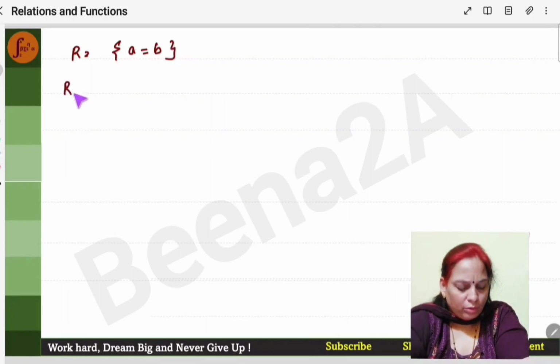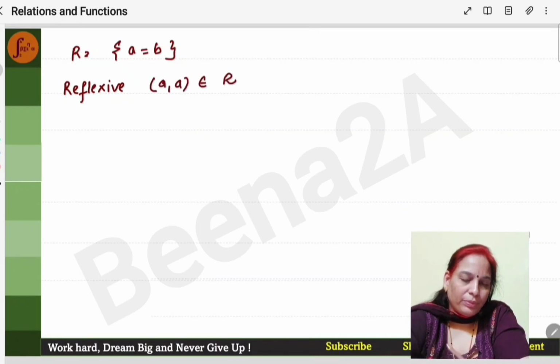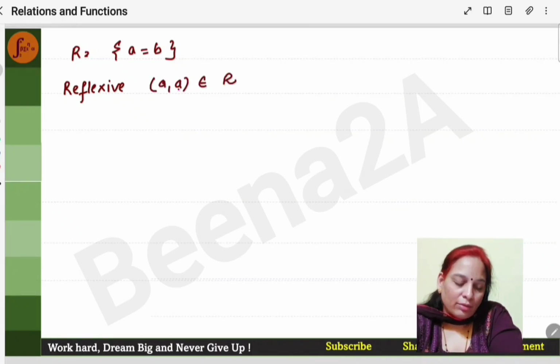Now for reflexive, what is it? It should be A comma A should belong to R. In place of B, I have put A itself. So can I say A is equal to A, right? A is equal to A, correct? So since A is equal to A, we can say it is reflexive.